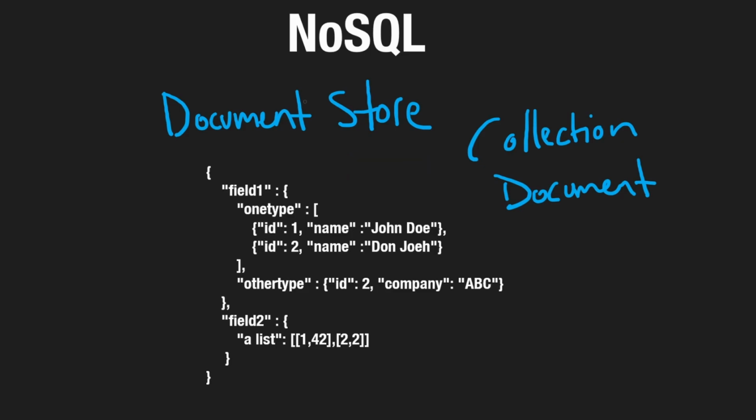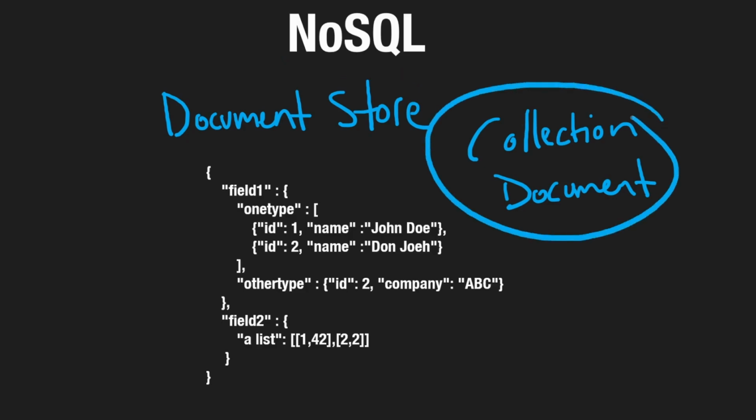The other reason for using pretty much any NoSQL database is scale, and that's definitely the case with document databases as well.